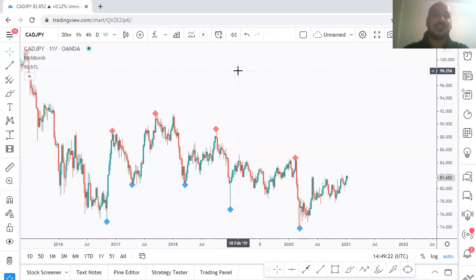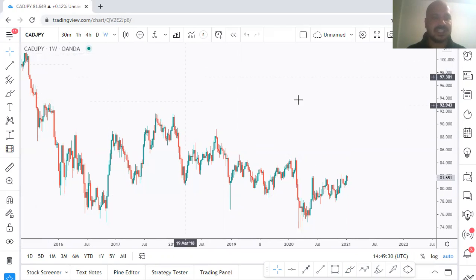Today we are going to learn how to analyze any chart from scratch. As you can see, we don't have anything on the chart, but by the way, let me delete RichTL and RichTL as we're not going to use it. So we'll learn how to analyze any chart from scratch, whether it's a stock, commodity, crypto, index, or forex. But we will take an example on CAD-JPY as you can see. So let's get started.